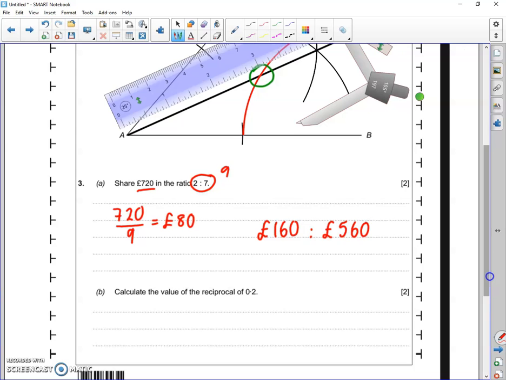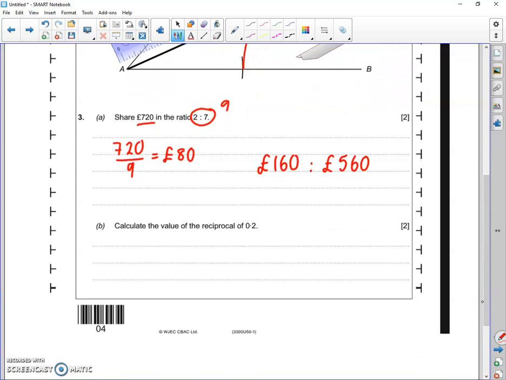Okay, and then down the bottom there, reciprocal. Reciprocal means sort of 1 over. So this is 1 over 0.2. If it was a fraction, it would mean to flip the fraction, but when it's a decimal number, 1 over. Now, it says calculate the value. I haven't done that yet, because now I need to actually work out what 1 divided by 0.2 is.